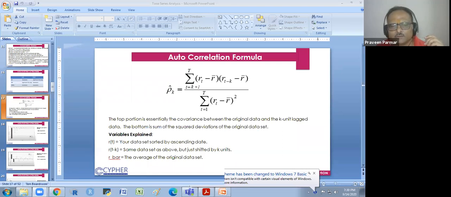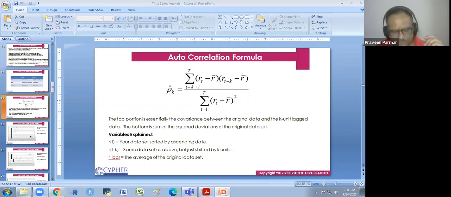So let's continue today's session. We are going to start ARIMA here, autoregressive integrated moving average. In the last session we were working on the PACF and ACF, the autocorrelation function, and what the partial autocorrelation function is and how it is calculated.